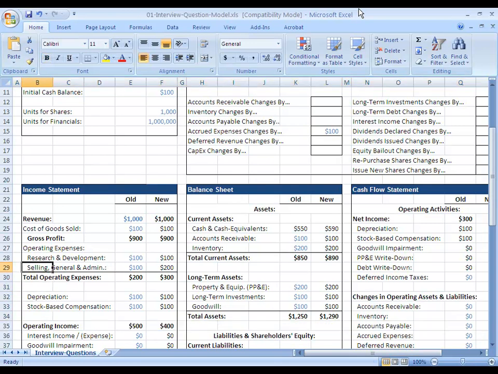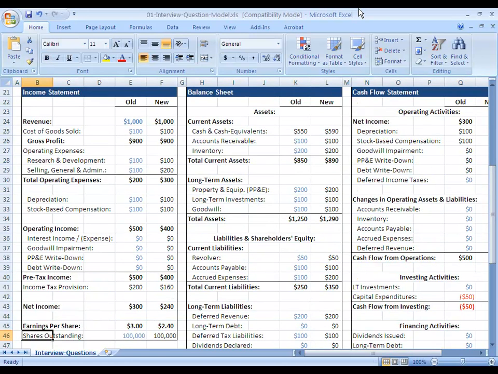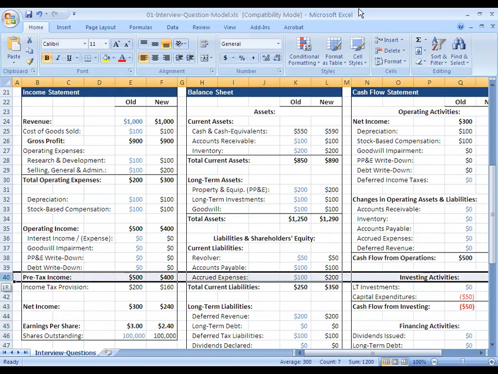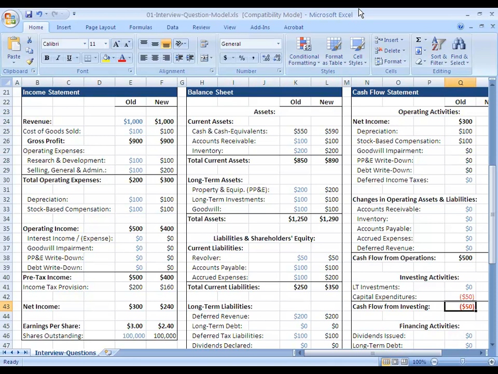Because remember, these show up as real expenses on the income statement, but they're just not being paid out in cash yet. So operating income is down by 100, pre-tax income is down by 100, and our net income here, if we assume a 40% tax rate, is down by 60.